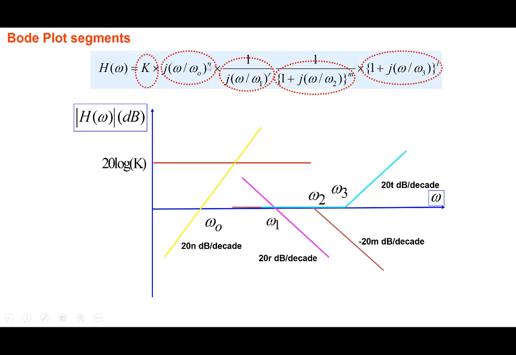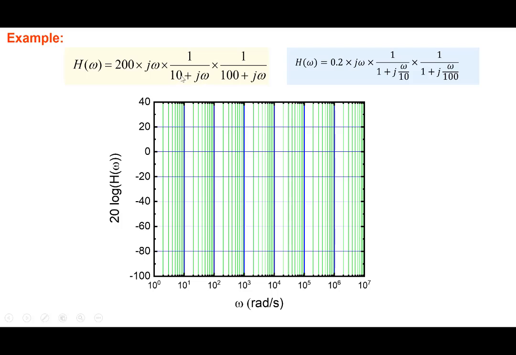j omega by omega naught to the power n, 1 plus j omega by omega 2. Note that 1 here, and similarly 1 here, right? So cast it in this particular form here. So this 10 plus j omega, what we'll do is we'll take 10, factor 10 out. That's why it becomes 1 plus j omega by 10 here. We'll take 100 out, so it becomes 1 plus j omega by 100 here. And this term is j omega by 1. Right, and then combine all those factors that you took out into one single term.